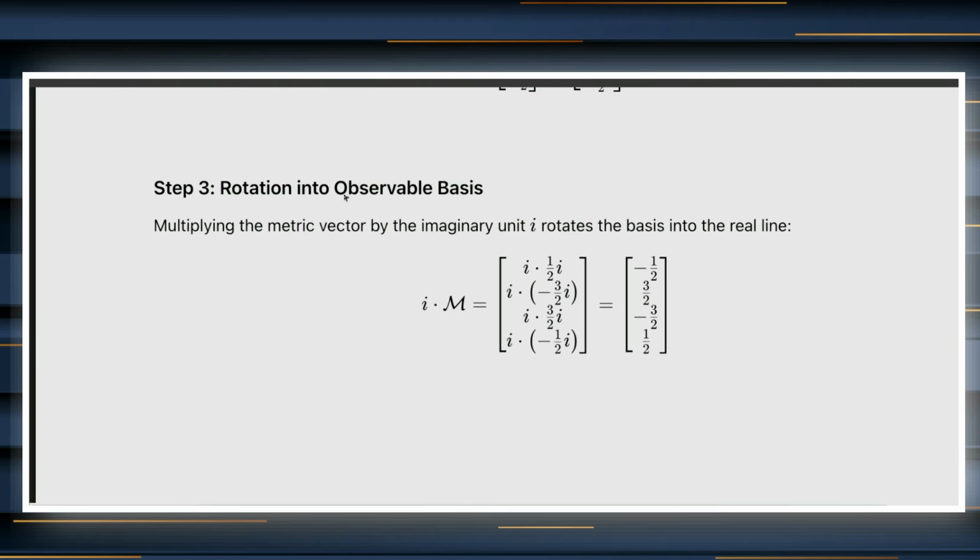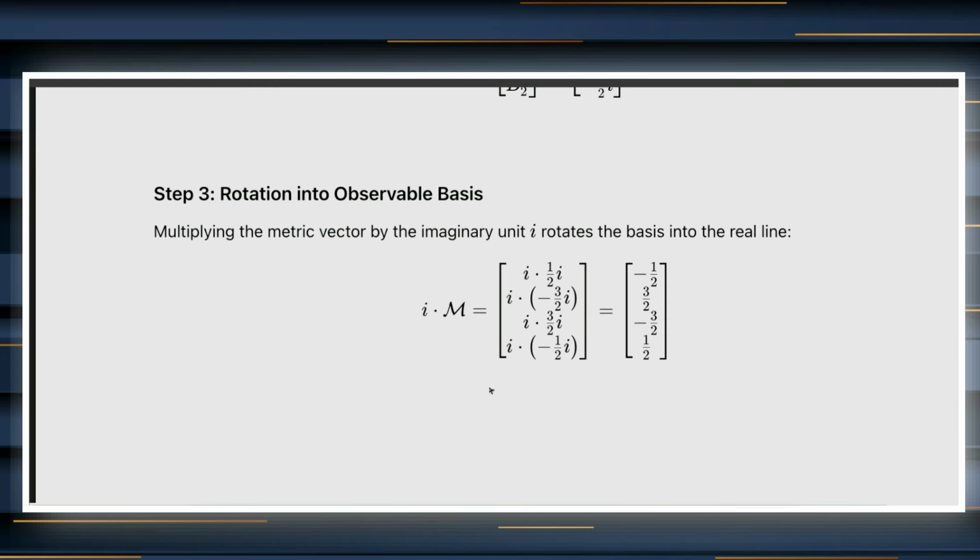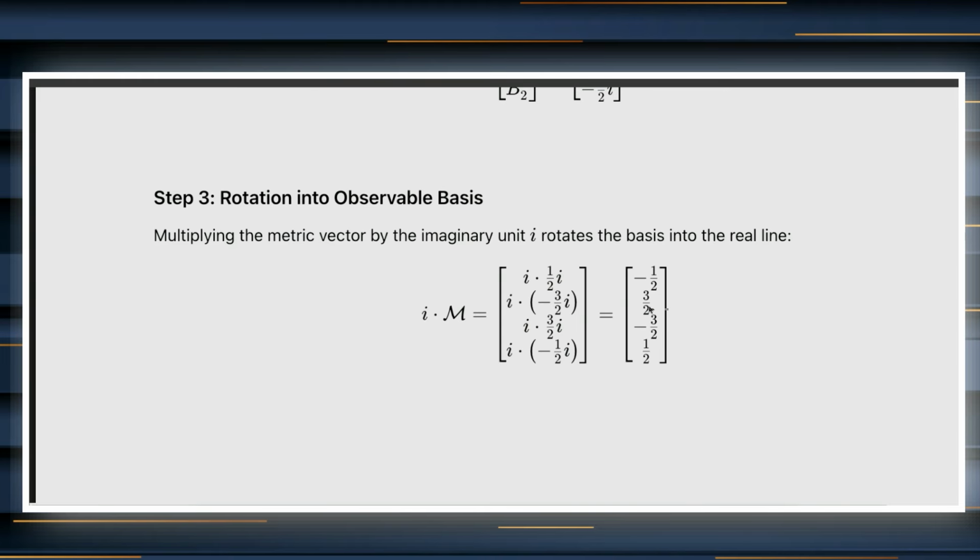and rotate into observable basis. Multiplying the metric vector by the imaginary unit right here rotates the basis into the real line. So by multiplying i into here, we convert all these imaginary numbers into real values. Now, why is that important?